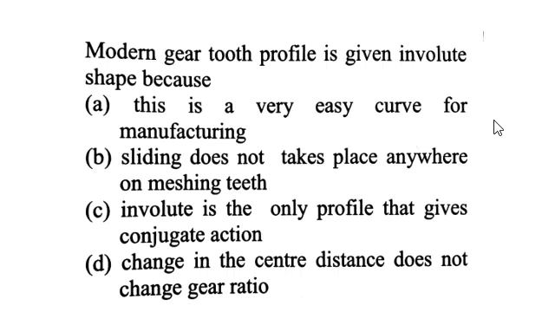And if you see the next question, modern gear tooth profile is given involute shape because: A, this is a very easy curve for manufacturing; option B, sliding does not take place anywhere on meshing teeth; option C, involute is the only profile that gives conjugate action; option D, change in center distance does not change the gear ratio. If you compare with the cycloid profile, in the involute profile, if there is a little bit of change in the center distance, that will not affect the gear ratio. So option D is the right option for this question.